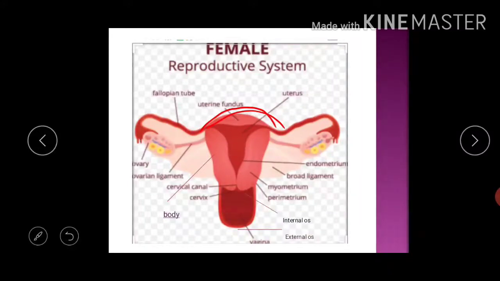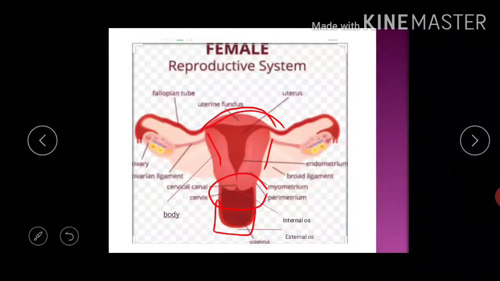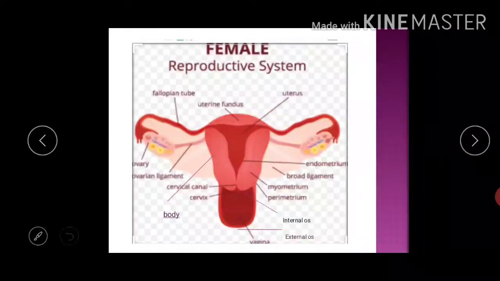Then the body is the broad part of the uterus which gradually tapers downward. And the cervix is narrow, about 2.5 centimeters in length, and it extends into the vagina. It is a passage with two openings, known as the internal os and the external os.